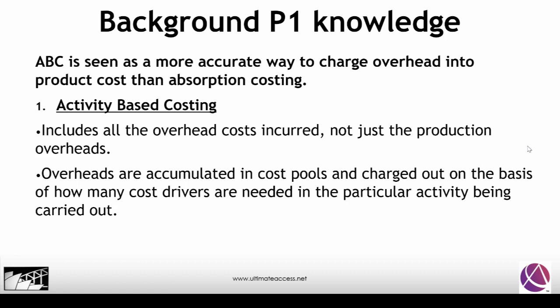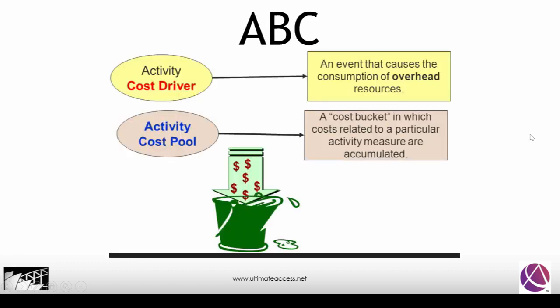Activity-based costing includes all the overhead costs incurred, not just the production overheads. And overheads are accumulated into cost pools, and then they're charged out on the basis of how many cost drivers are needed in a particular activity being carried out. So this is a theoretical background that comes from the idea of ABC.